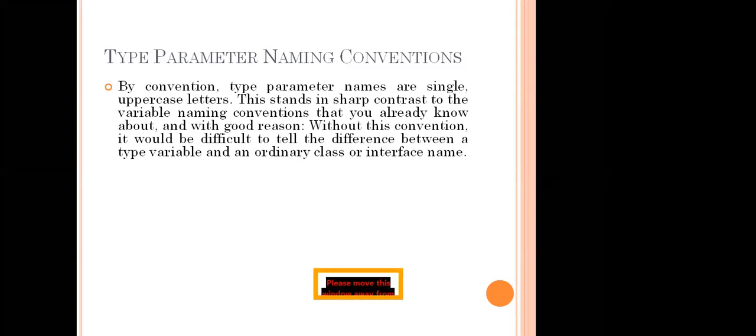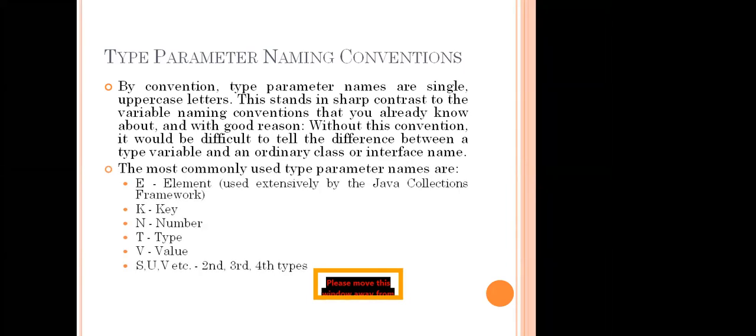By convention, the type parameter names are a single uppercase letter. This stands in sharp contrast to the variable naming convention that you already know about, with good reason. Without these conventions, it would be difficult to tell the difference between a type variable and an ordinary class or interface. The most commonly used type parameter names are: E stands for Element, K stands for Key, N stands for Number, and T stands for Type.